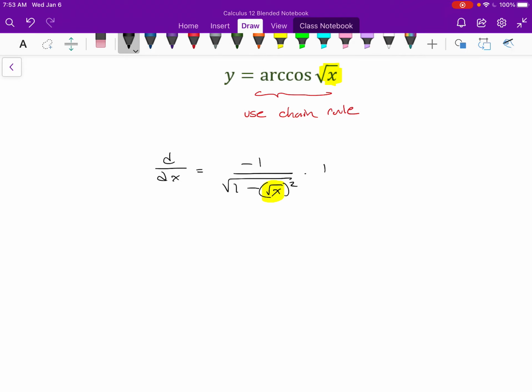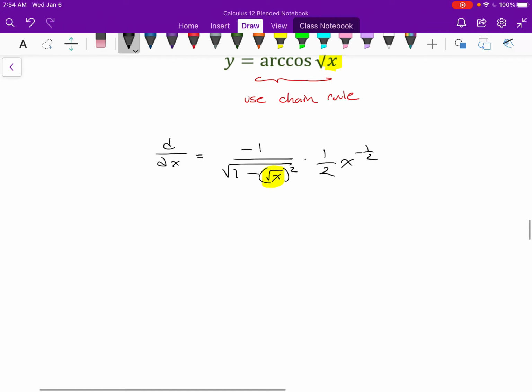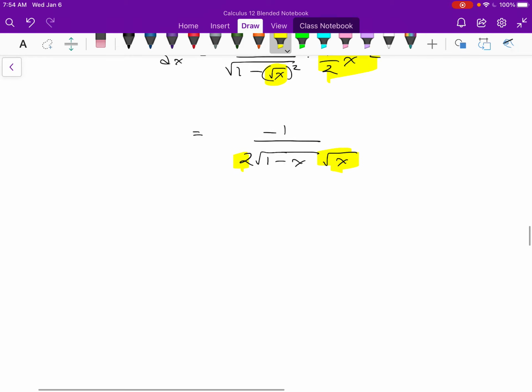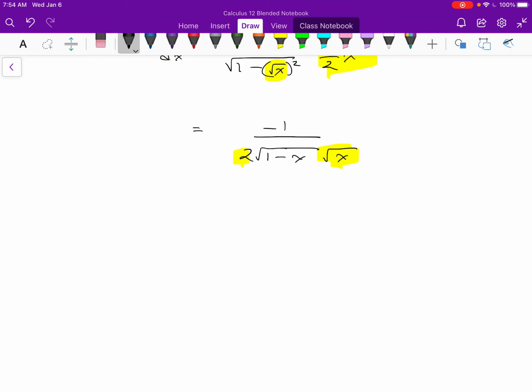So instead of me writing this out a whole bunch, I'll just write it like this. All right, and so now I am done. I might as well clean this up a bit. So in my denominator, I have just negative 1 over 2 times the square root of 1 minus x times the square root of x. All of this here is the same as this part. And again, nothing wrong with this, but I have two radicals being multiplied by each other. I might as well put them together. And so I can put this as negative 1 over 2 times the square root of x minus x squared.